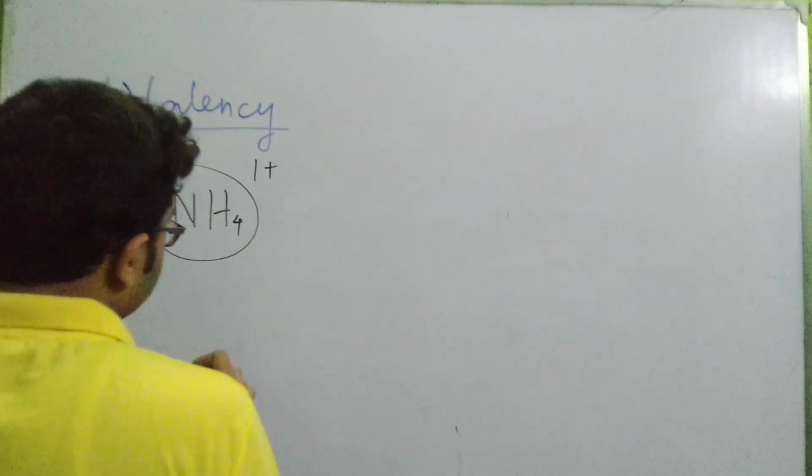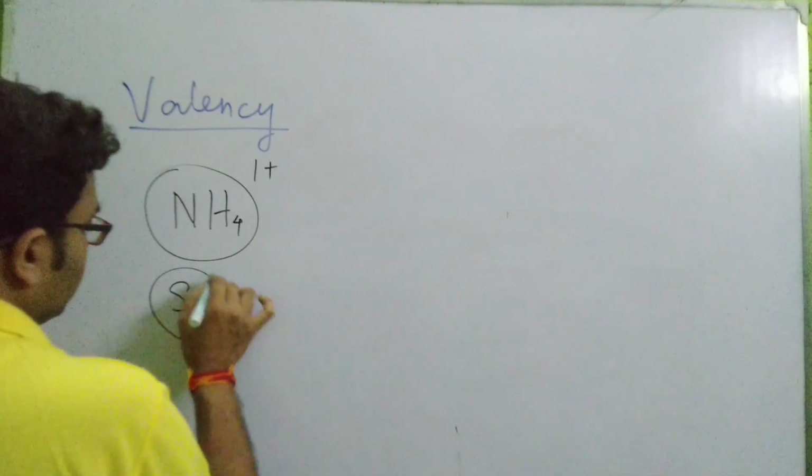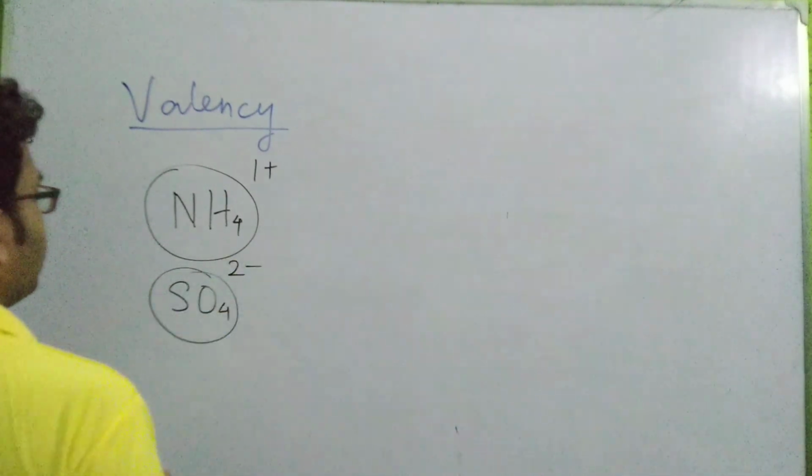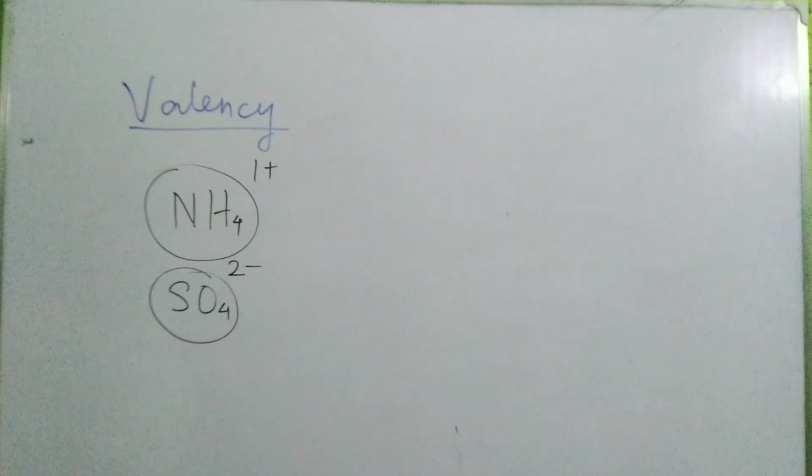Likewise, there are many other radicals like sulfate, SO4. This is a complete unit, and it has a charge of 2 minus. So you have to remember the symbolic representation of the various radicals as well as the atoms and their corresponding valencies. This will be helpful in your due course.